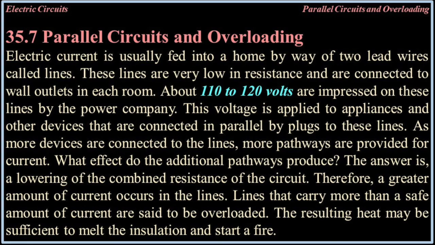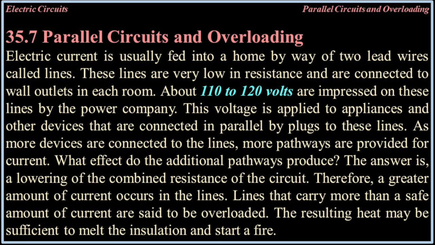Electric current is usually fed into the home by way of 2 lead wires called lines. These lines are very low in resistance and are connected to the wall outlets in each room. About 110 to 120 volts are impressed on these lines by the power company. This voltage is applied to appliances and other devices that are connected in parallel by plugs to these lines.